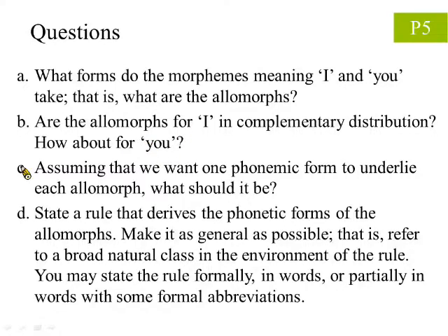Question C asks, if we were to find one phonemic form to underlie each group of allomorphs, what should it be? And question D asks us to state a rule that derives the phonetic forms of the allomorphs, and to make the rule as general as possible, which means to refer to a broad natural class in the environment of the rule. We can state the rule formally in words or partially in words with some formal abbreviations.